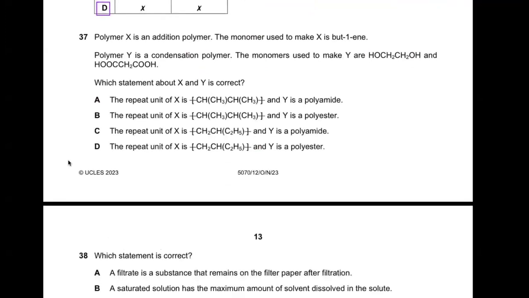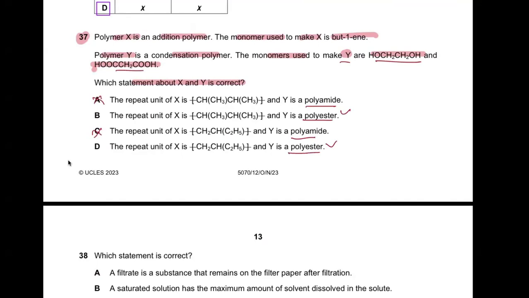Now, MCQ number 37. Polymer X is an addition polymer. The monomer used to make X is butene. Polymer Y is a condensation polymer. The monomers used to make Y are 1,2 ethane diol and 1,2 ethanedioic acid. Which statement about X and Y is correct? Okay. So for Y, it's a diol and dicarboxylic acid, so it can't be a polyamide. So that is going to be polyester. That is one thing.